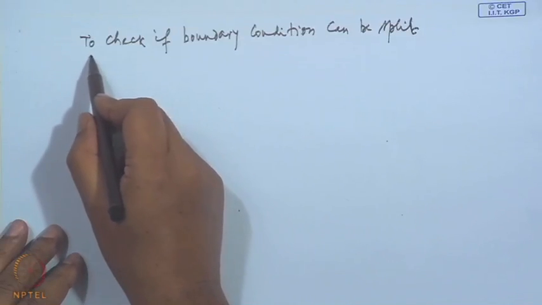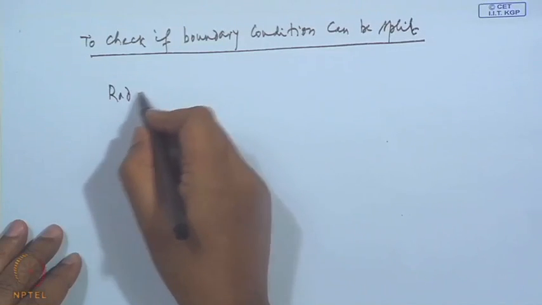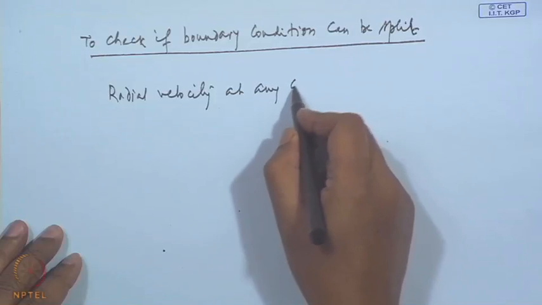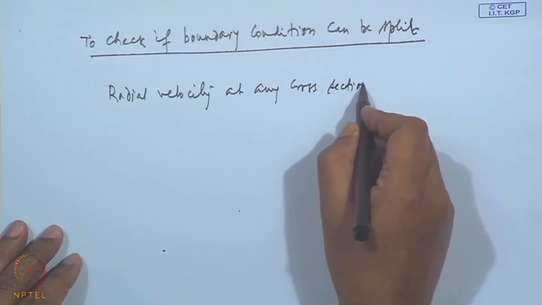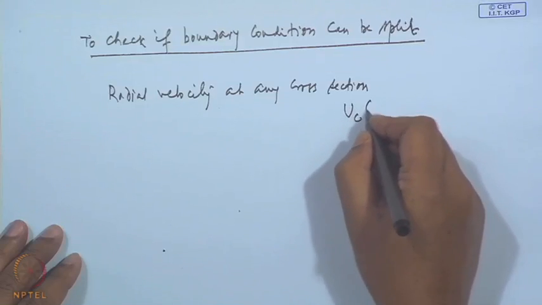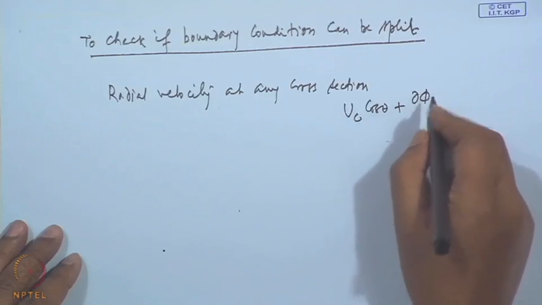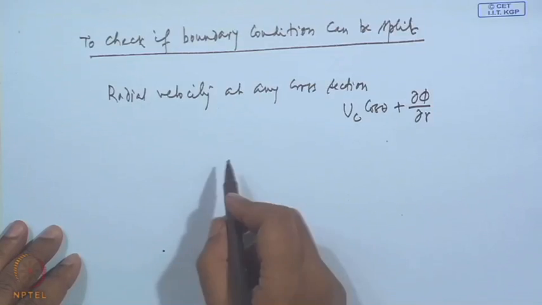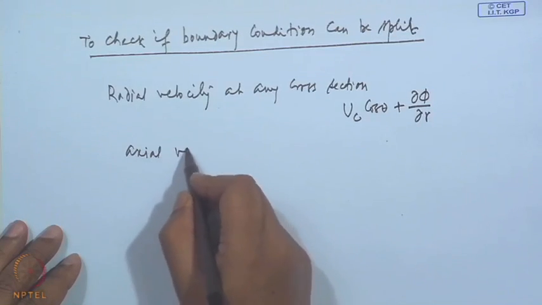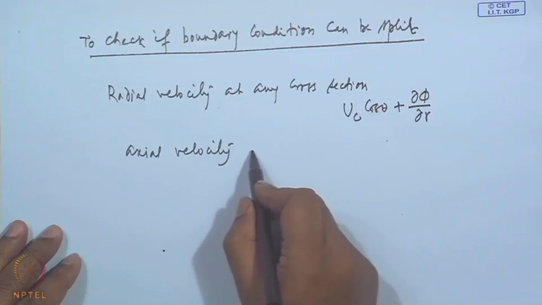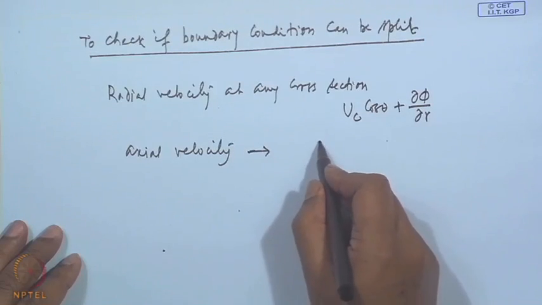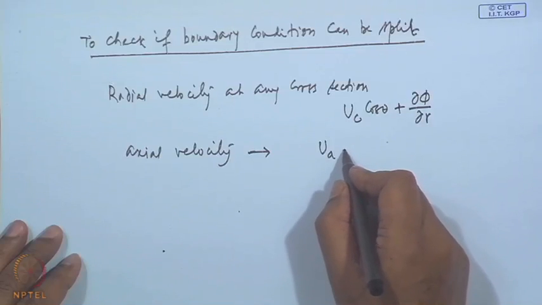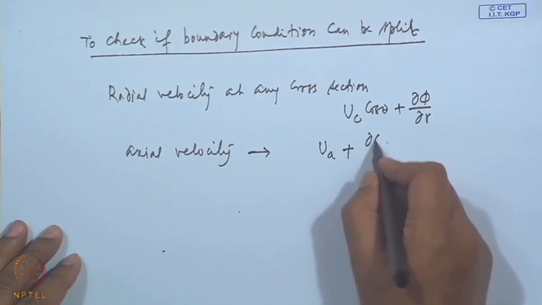Now, we have say radial velocity at any cross section is the undisturbed stream u c cos theta plus a perturbation part d phi dr. Similarly, the axial velocity again at any cross section is u a plus d phi dx.